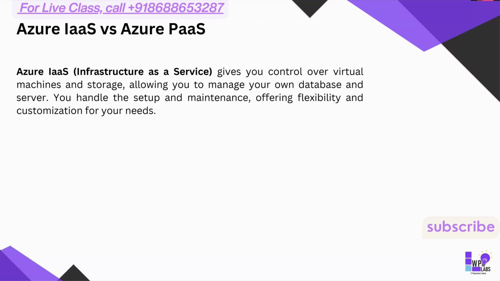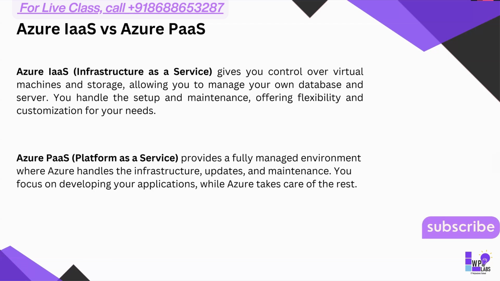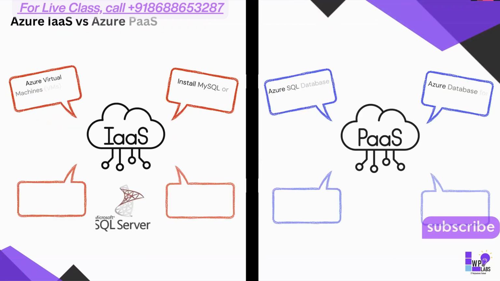On the other hand, we have one more important cloud service, that is Azure PaaS, which stands for platform as a service. With PaaS, Azure will take care of the hard stuff for you. It manages the infrastructure, the updates, the maintenance, everything is done by Microsoft Azure. So this means that you will focus entirely on building and developing your application, while Azure will handle everything behind the scenes, making sure that it is staying up and running smoothly.